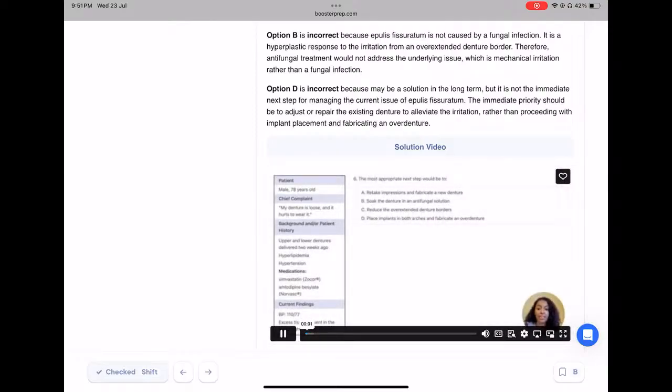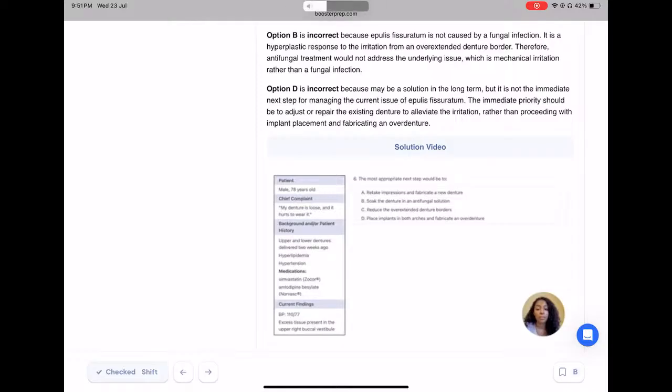So question number 6 asks us, the most appropriate next step would be to. So for this question, it's asking us what our plan of treatment would be after assessing what is given to us in the patient box.